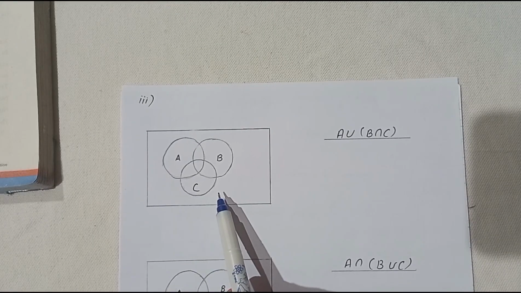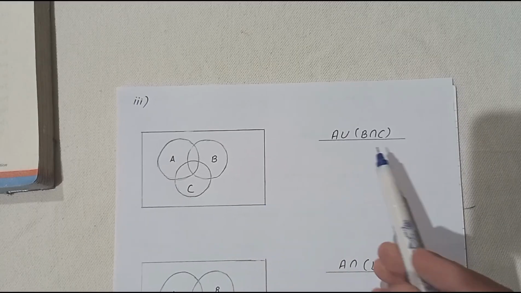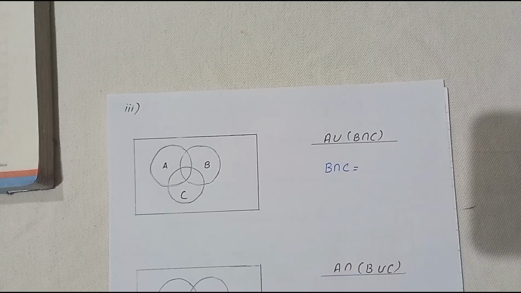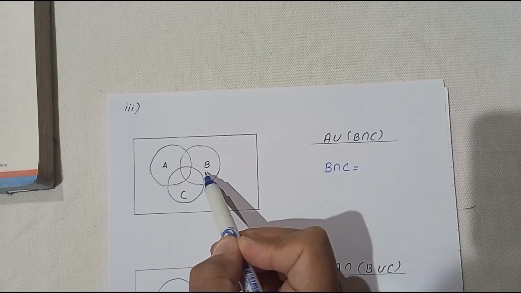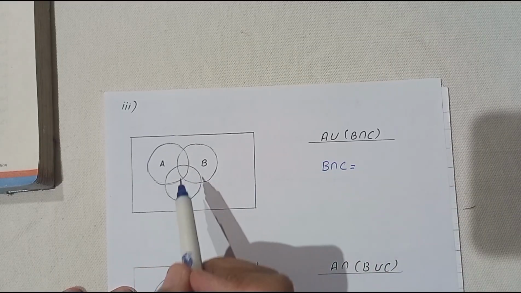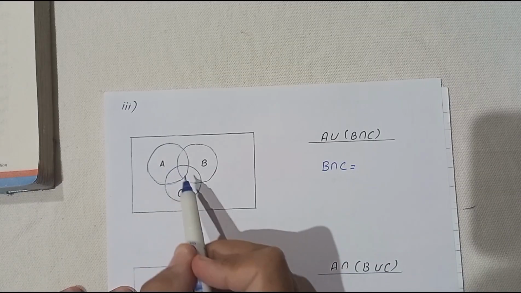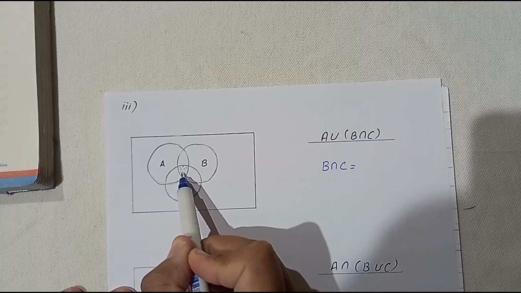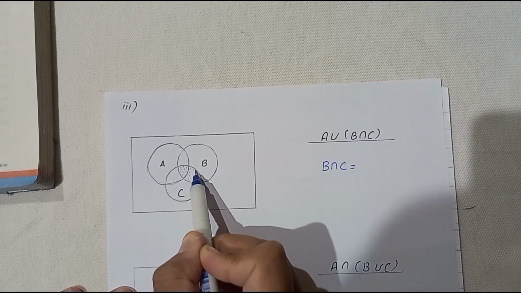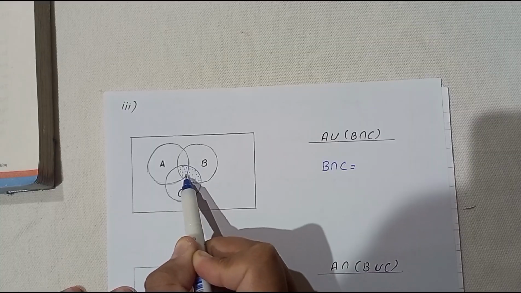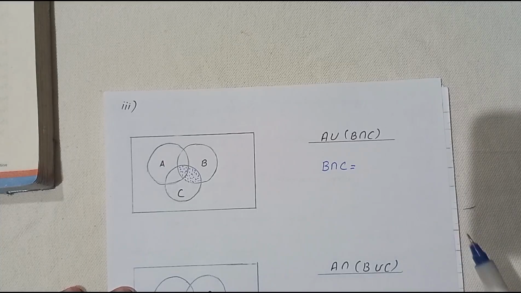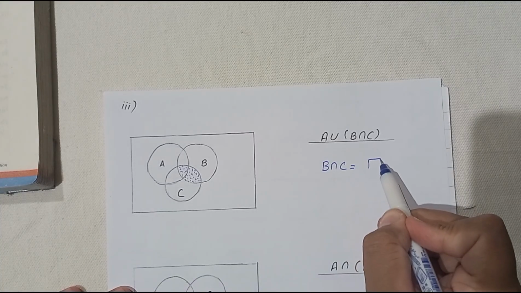Third Venn diagram is this, in which we have to apply all the four operations. Operation number one is A union B intersection C. So first we have to shade B intersection C part, common part between B and C. So the common part between B and C is this part. We shaded it with dots.